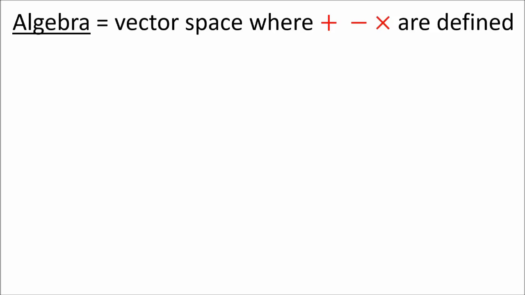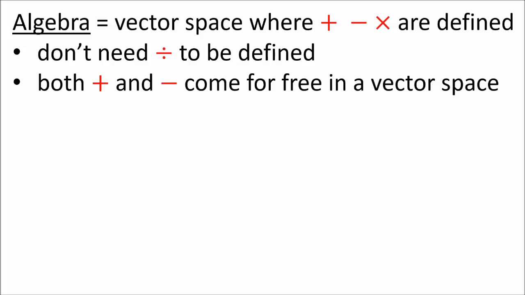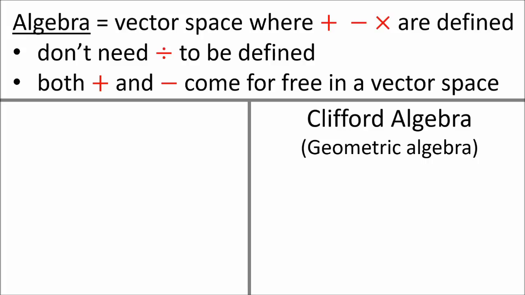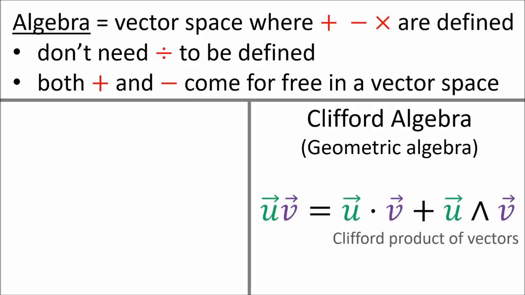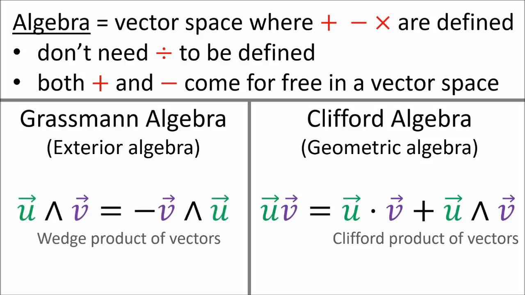The definition of an algebra is a vector space where addition, subtraction, and multiplication of vectors are all defined. But we don't need division between vectors to be defined. Addition and subtraction come for free in vector spaces, but vector multiplication is something extra that needs to be defined. Clifford algebras are considered algebras because the Clifford product allows us to multiply vectors. The wedge product from Grassmann algebras also allows a vector space to become an algebra.